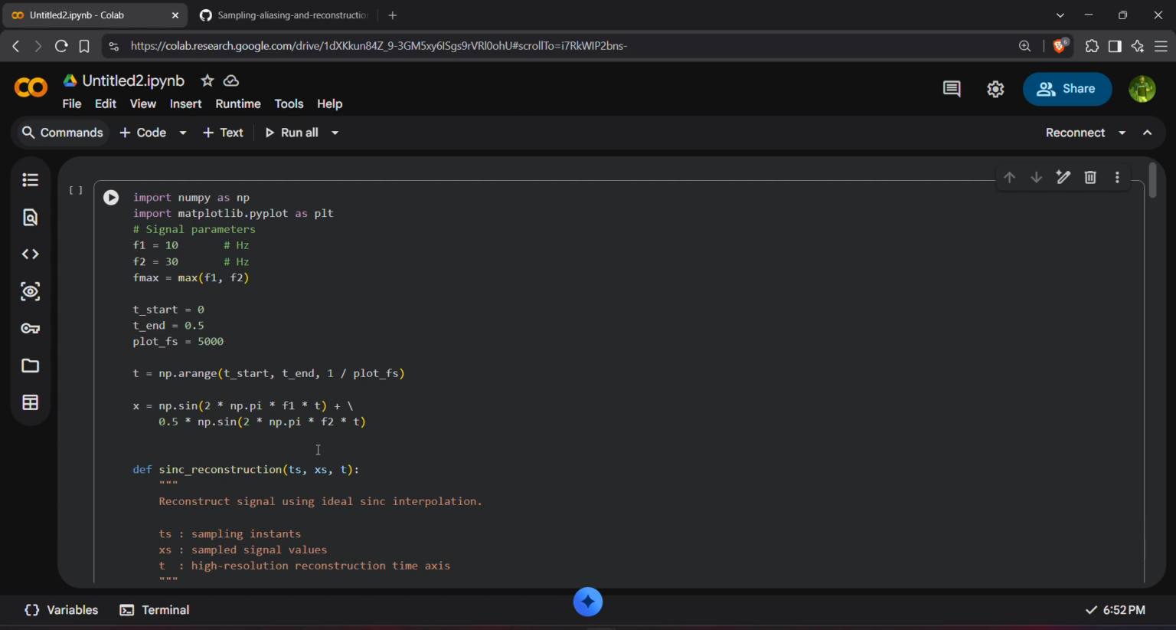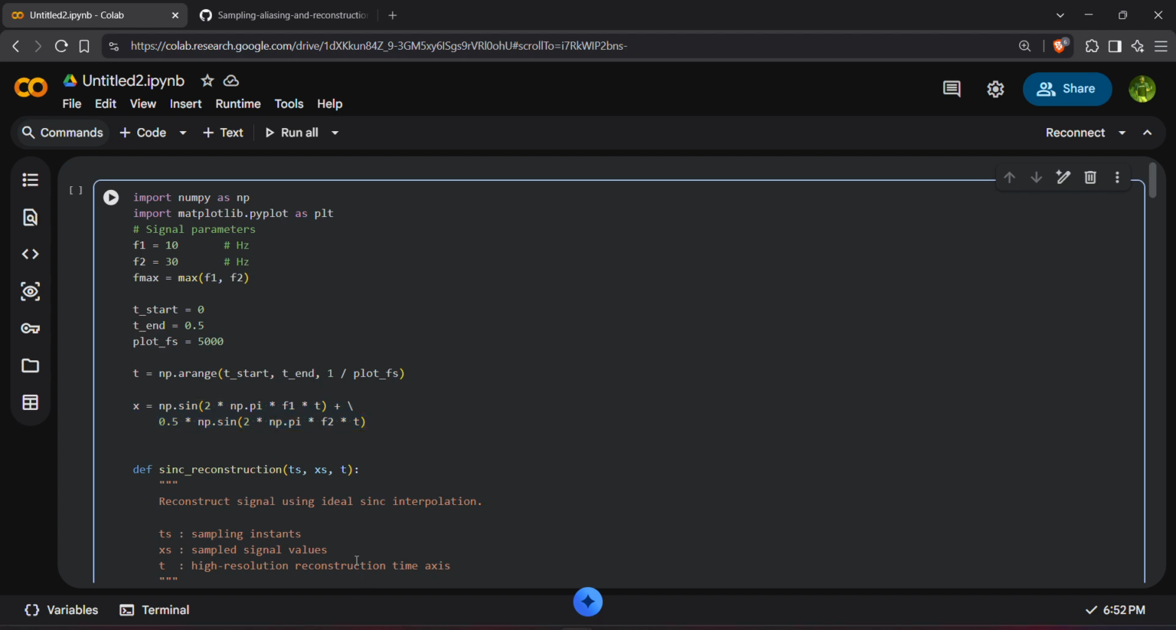Here's the formula: x(t) equals sin(2π f1 t) plus 0.5 sin(2π f2 t). Here f1 equals 10 hertz and f2 is 30 hertz. Here f2 is the maximum frequency, so the Nyquist rate is 2 times f2, which is 60 hertz.